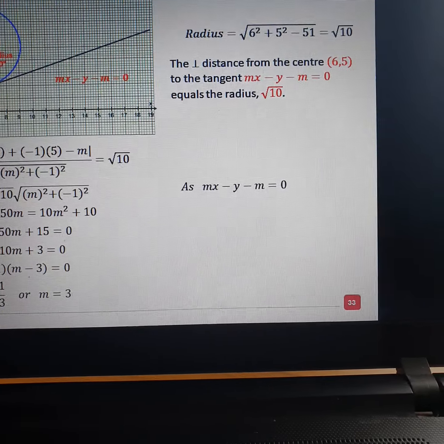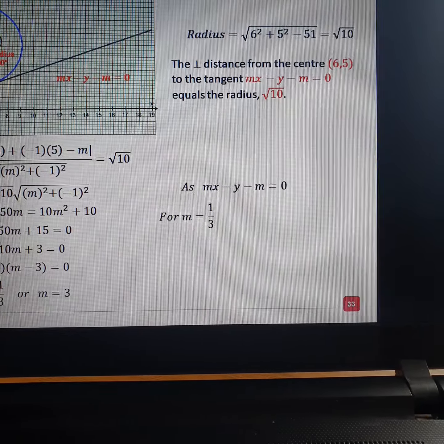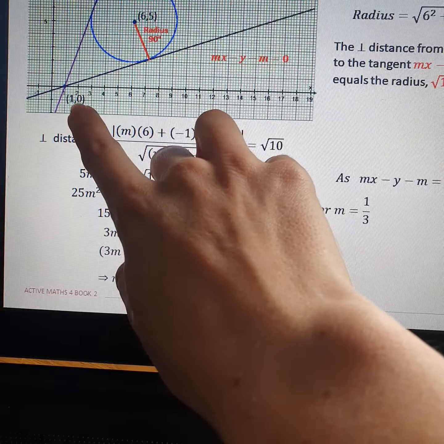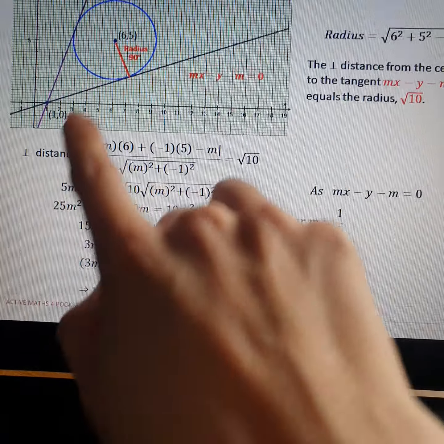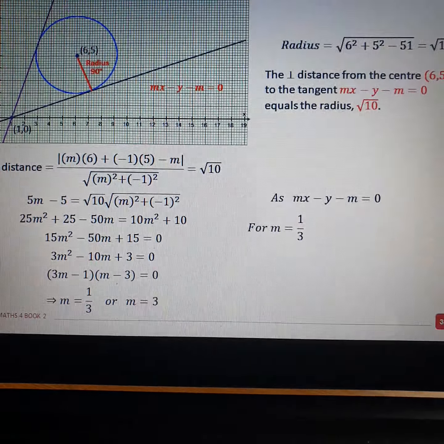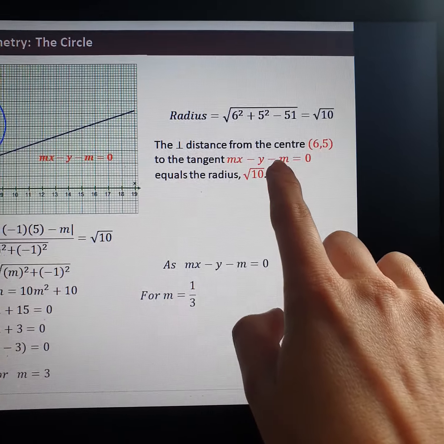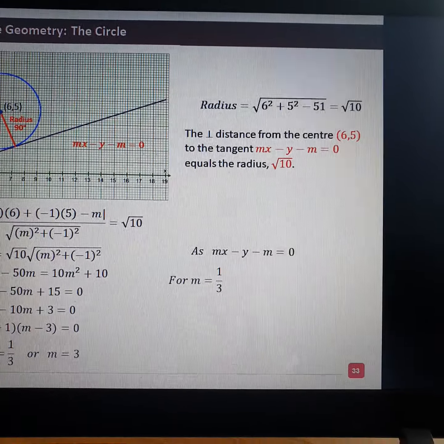So as mx minus y minus m is equal to 0, just fill in m now. For m equal to a third, you could go back and do the whole thing where you take 1, 0 to be your point and your two slopes and put it back into y minus y1 is equal to m bracket x minus x1. Yes, you could do that, but now you could just fill it into this, because this is what we got for the equation of the tangents on the previous page.